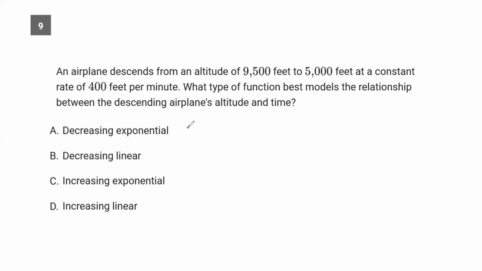An airplane descends from an altitude of 9,500 feet to 4,000 feet at a constant rate of 400 feet per minute. What type of function best models the relationship between the descending airplane's altitude and time? Okay, so there's some keywords here. Constant rate of 400 feet per minute, okay? So constant rate tells us linear.